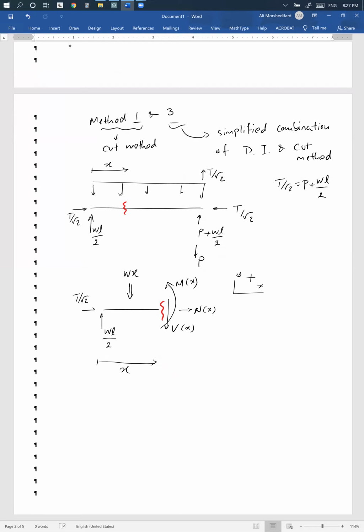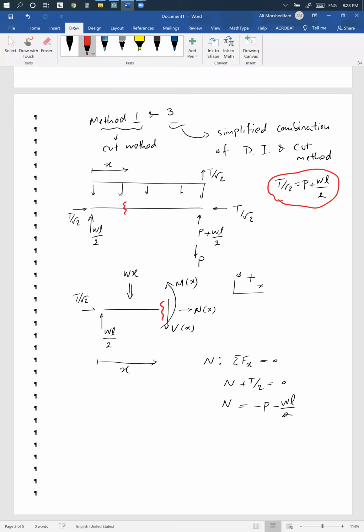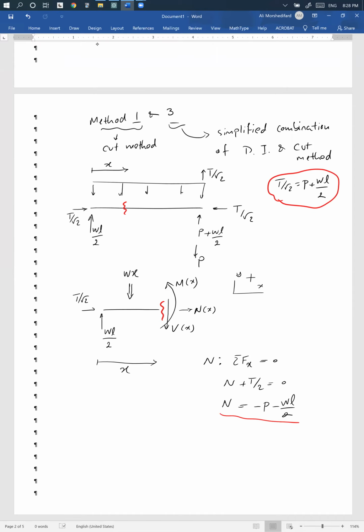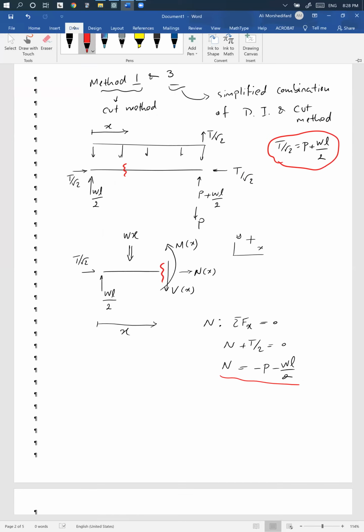So let's start with N. That's easy. If I write sigma Fx equals 0, then N plus T over square root of 2 is 0. Substituting for T over square root of 2, N equals minus P minus WL over 2. That's it. I substituted T over square root of 2, which is here. So that's my N.